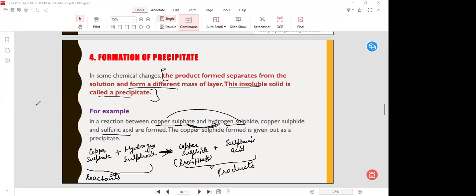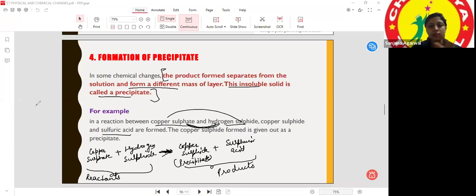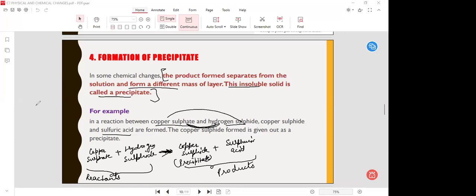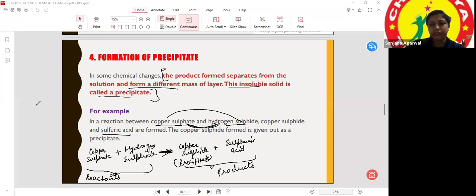I told you one reaction before this in evolution of gas, that when calcium oxide, the powdered form of white lime, the powdered packet which we get from the market, we mix it with water and we get calcium hydroxide. So you can write one more example: if we allow carbon dioxide gas to mix with the calcium hydroxide again, what will happen?